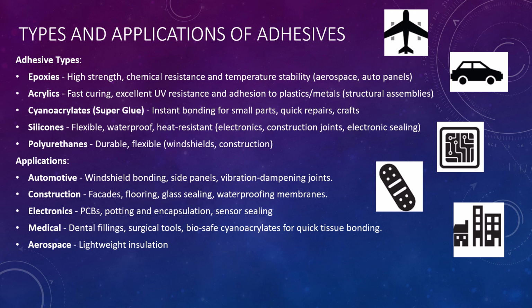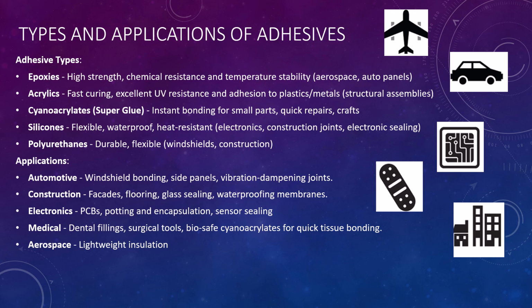Now, let's talk about specific adhesive types and what they're used for. Epoxies are known for their high strength, chemical resistance, and temperature stability. They're used in structural applications like aerospace frames and automotive panels. Acrylics cure quickly and offer UV resistance, which is useful in plastic-metal bonding. Cyanoacrylates, commonly known as superglue, provide instant bonds which are great for small parts and repairs. Silicones are flexible, waterproof, and heat resistant. They make it ideal for electronics or weather seal joints.